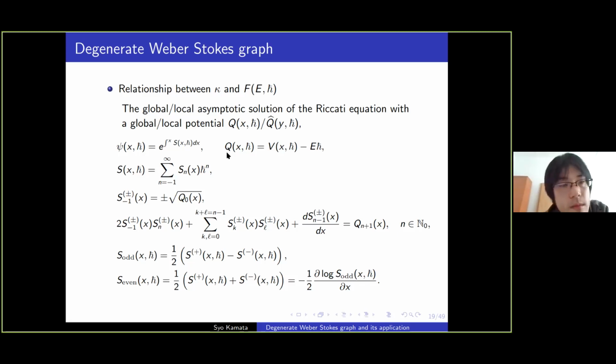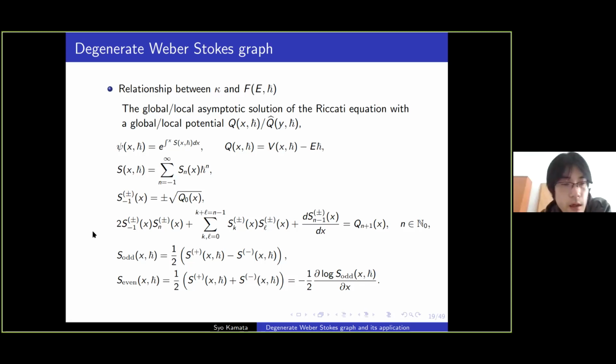Okay, then in the usual way, let us expand this S by using H bar like this one. Now we have two independent solutions, so we can get two different plus minus, two independent solutions from this square root Q0. And also the higher order of S can be obtained by this form based on the Riccati equation.